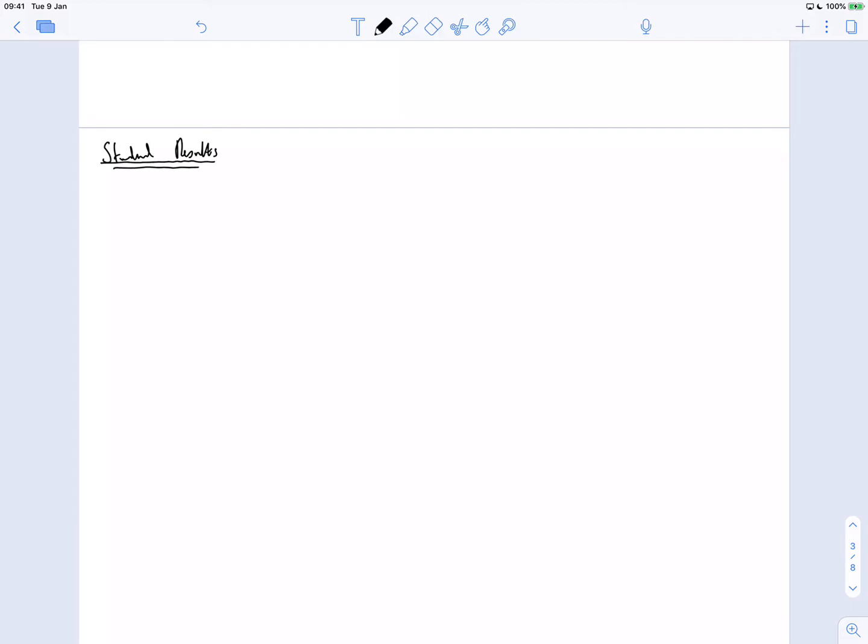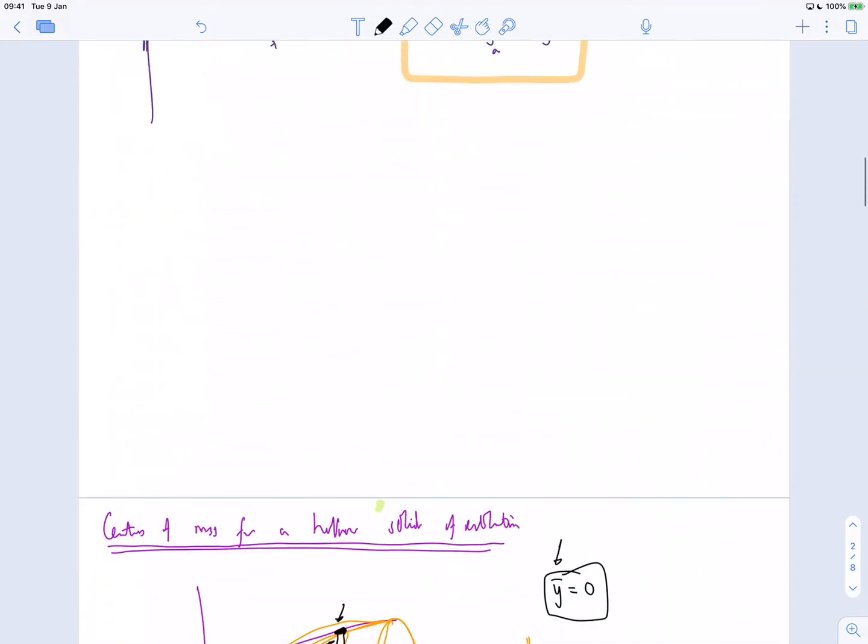Okay, and these are given in the formula booklet. So don't panic about memorising these. You do need to know what they are though.